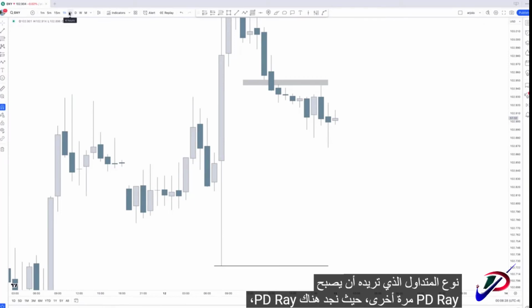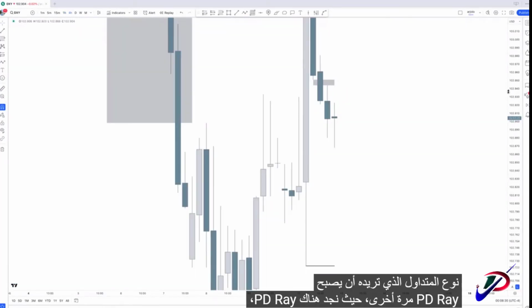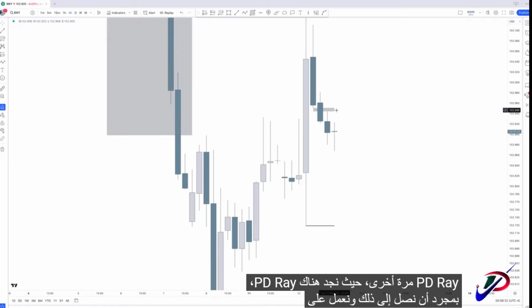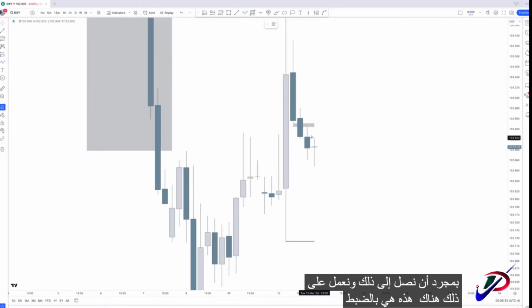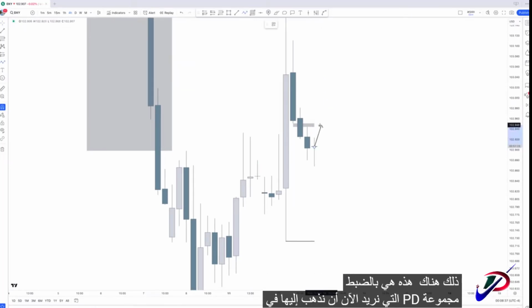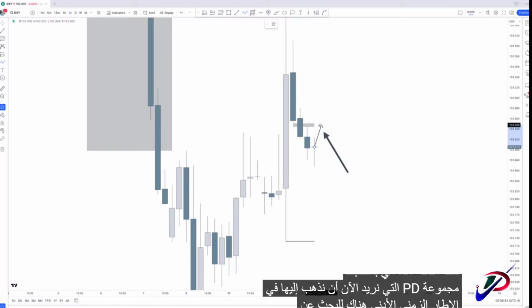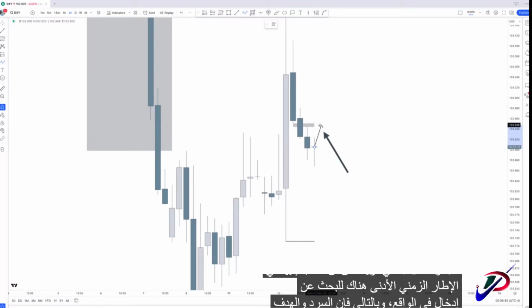Again, the PD array we find right there is the PD array once we reach that and we sting into that right there, that is exactly the PD array that we now want to go into the lower time frame right there to look for an entry actually.